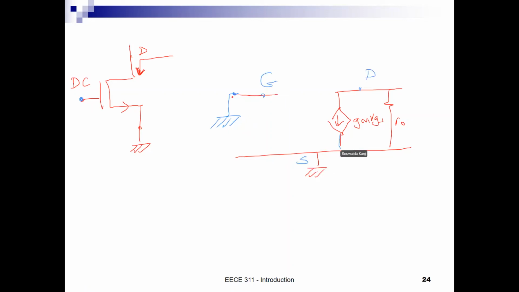Ground, zero, right? So what happens to VGS now? The gate and source are both at 0, so VGS is equal to what? 0, right? If VGS is equal to 0, what happens to the current source gm VGS times 0? A current source with magnitude equal to 0 is really what? An open circuit.